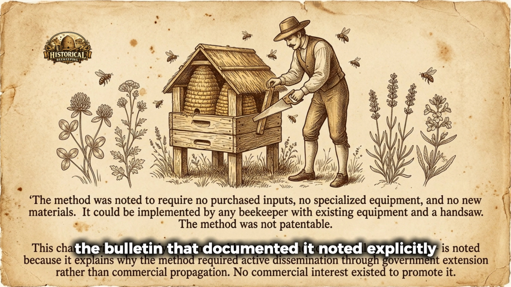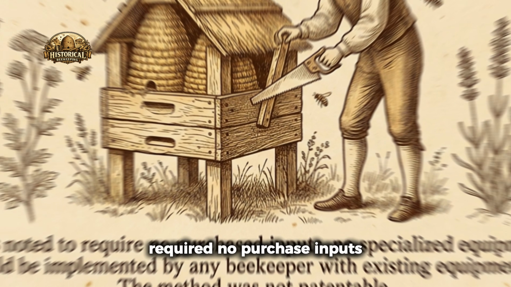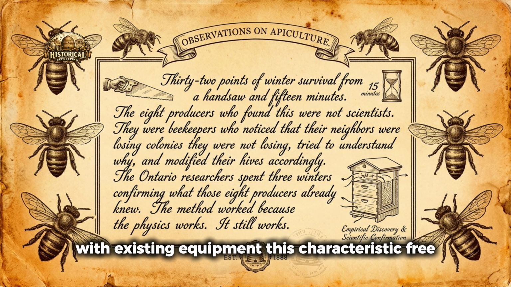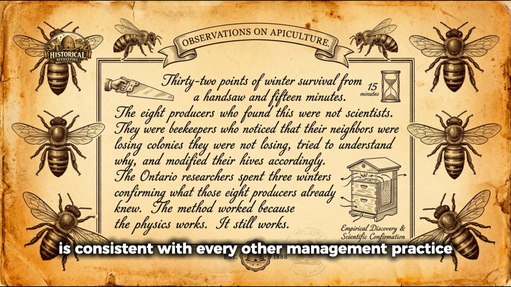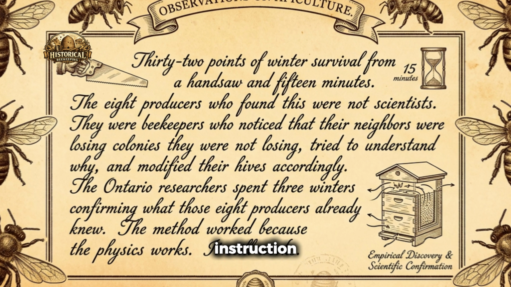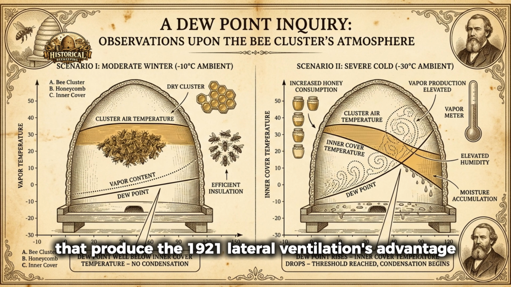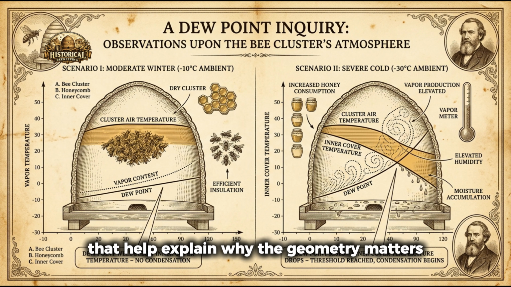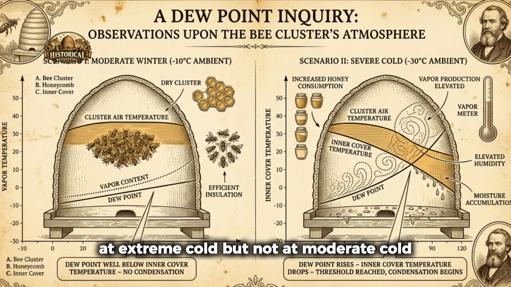The bulletin that documented it noted explicitly that the method was not patentable, required no purchase inputs, and could be implemented by any beekeeper with existing equipment. This characteristic, free, simple, and effective, is consistent with every other management practice in this series that subsequently disappeared from published instruction. The specific condensation dynamics that produce the 1921 lateral ventilation's advantage can be made more precise with 2 physical principles that help explain why the geometry matters at extreme cold, but not at moderate cold.